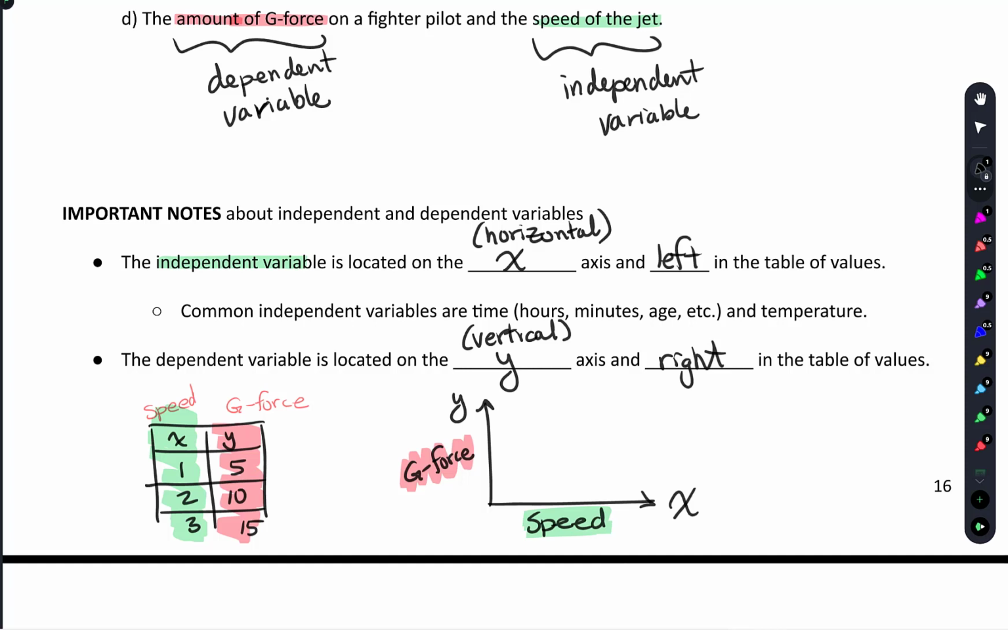Now, a couple variables that typically are almost always independent variables are things like time. So if you have time in your measurements, it's 99.9% of the time on the horizontal or x-axis. And same thing with temperature. So if you run into a question that has temperature, chances are temperature is going to be your independent variable.